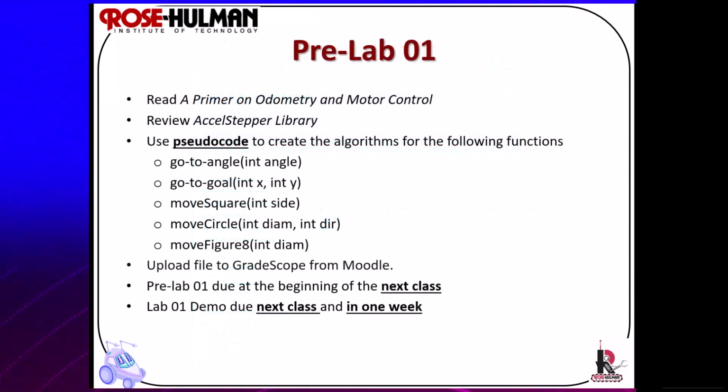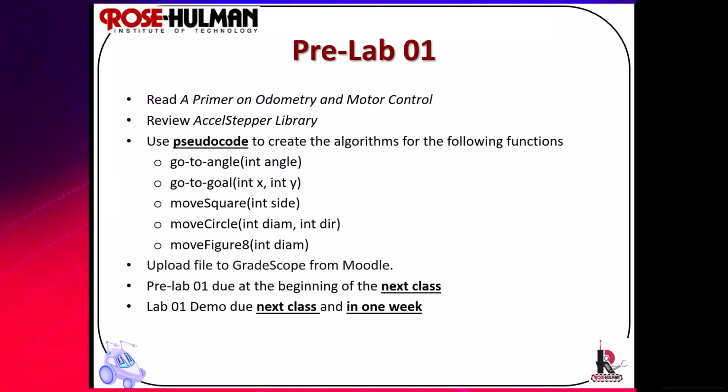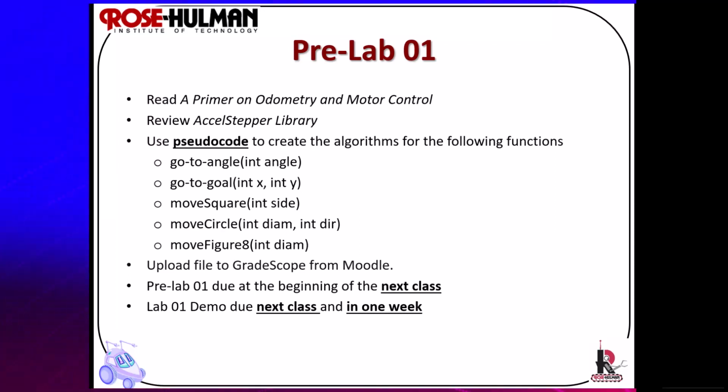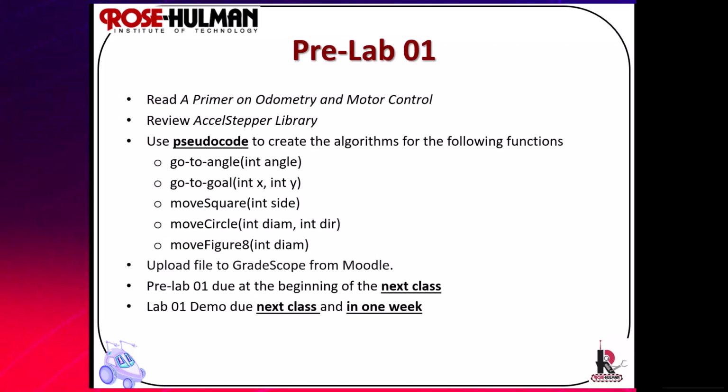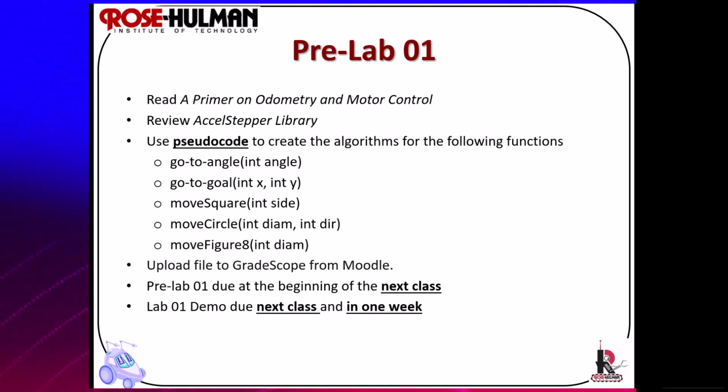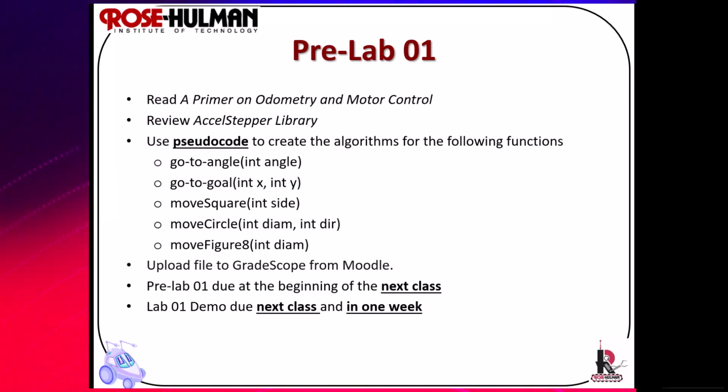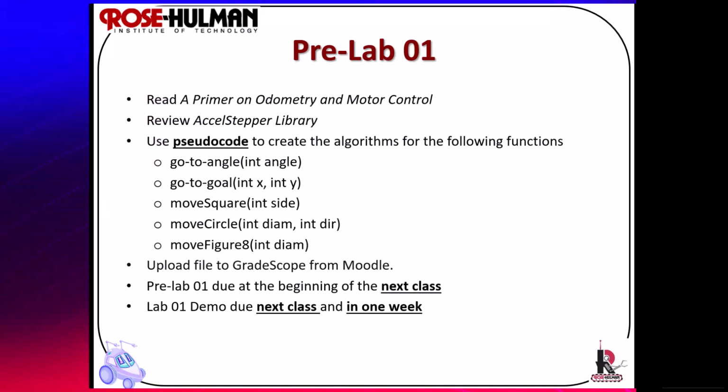Don't forget, Pre-Lab 1 is due the next class, and that is your pseudocode written in Word or Google Doc, whatever document you like. It's going to be uploaded to Gradescope, where you write pseudocode on how to use go to angle, go to goal, move square, move circle, move figure 8. Remember, other than circle and figure 8, I expect to see some kind of encoder feedback for odometry correction in your pseudocode. Pre-Lab 1 is due at the beginning of the next class.